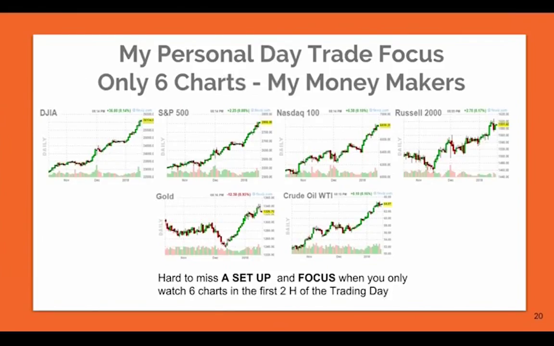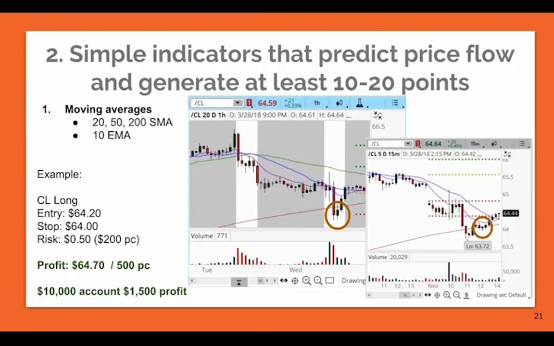Only 6 charts, and these are my money makers. Like I mentioned before, the Dow, the S&P, NASDAQ, Russell, gold, and oil. It's hard to miss a setup and focus when you only watch 6 charts in the first 2 hours of the trading day. So literally, it's very hard for you to miss a trade. You're super focused on that specific time frame. And there's a time when you have to draw a line.